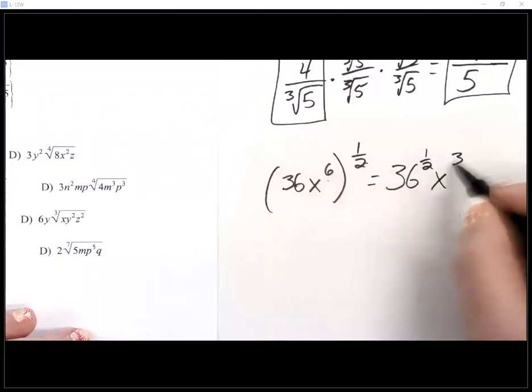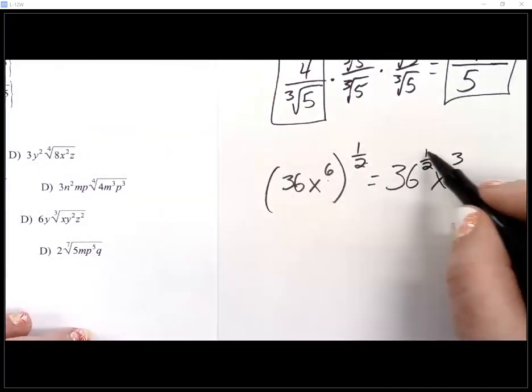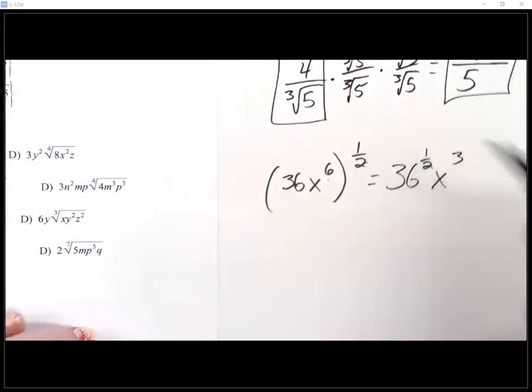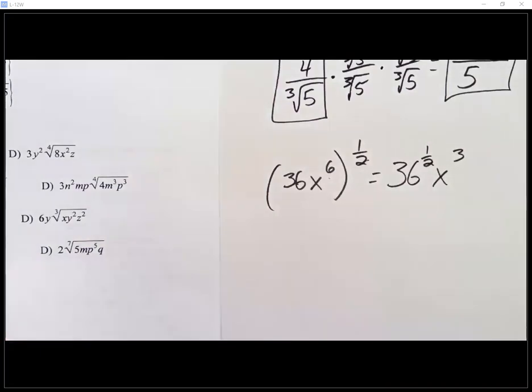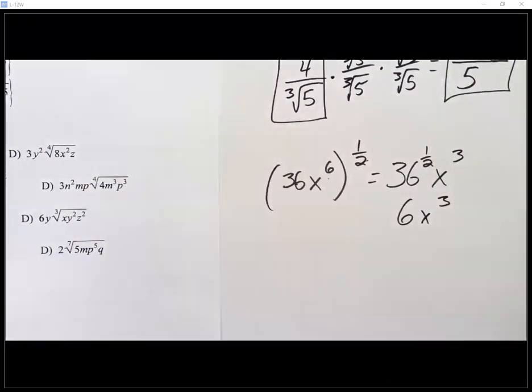Now, I'm sure the choices don't look like this. I had to figure out what 36 to the 1/2 power even is. If you don't know, you're lucky because you have a calculator that does, but you probably know this one. What's 36 to the 1/2? 6, it's just the square root. 1/2 power is the same thing as square root. Square root raised to the 1st. So I just get 6x to the 3rd. Is that a choice? Oh, good choice, C.